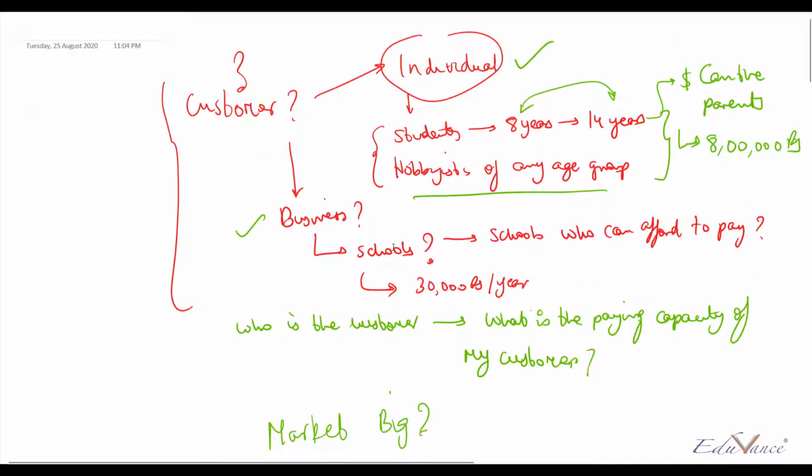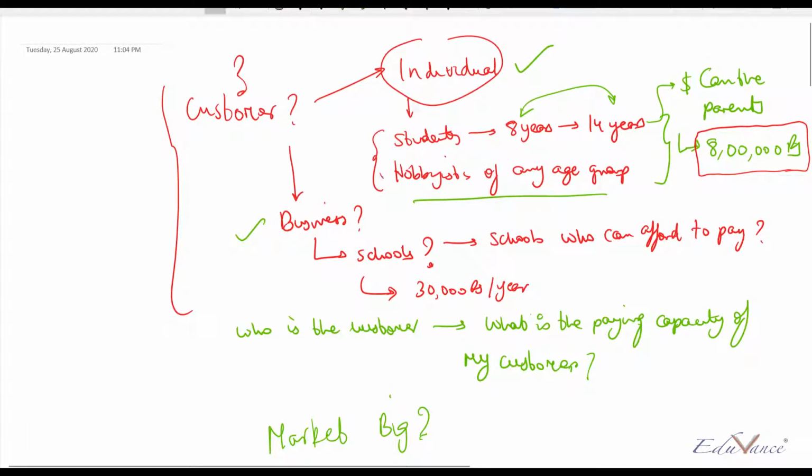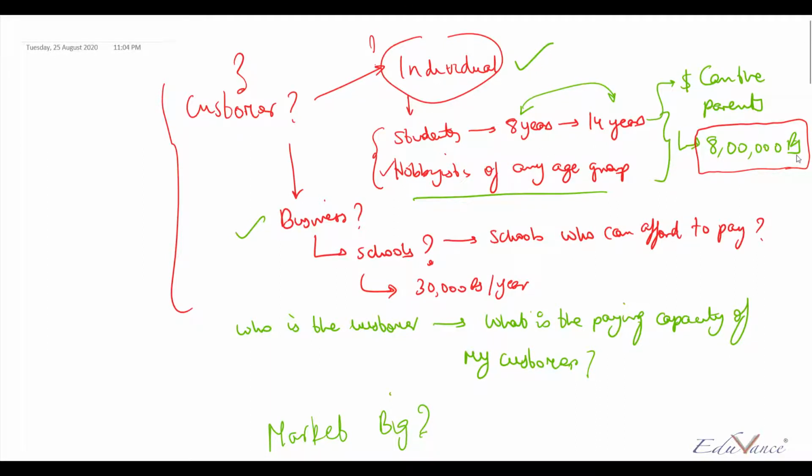If you remember in our discussion from customers, we had defined that our customers are students between the age group of 8 years and 14 years, and more importantly, whose parents have an average income of 8 lakh rupees per year and above. And also our customers were hobbyists of any age group. So now the question is, where do we find these guys and how do we reach them? Most of the people today, the parents who have this kind of an income and hobbyists, they like to visit websites like Amazon and Flipkart.